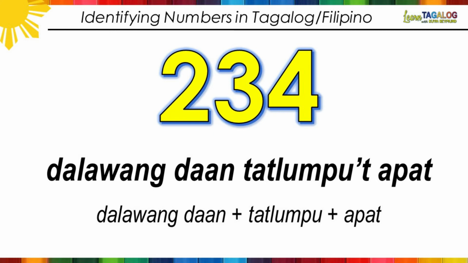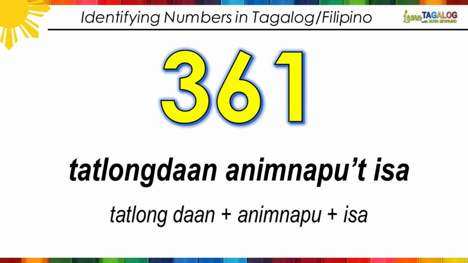234. When we say 200 in Tagalog, that's dalawang daan. Tatlumpu, that's 30. And apat is 4. Dalawang daan, tatlumpu't apat.